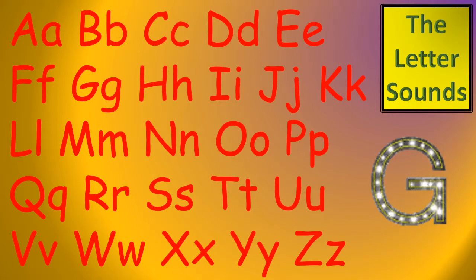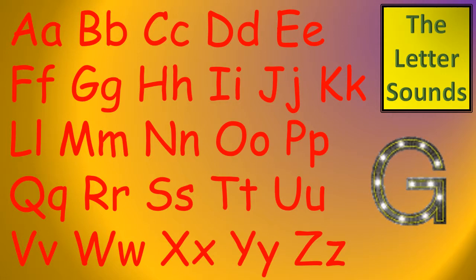The letter S can have two sounds. It can sound like S, as in sat, and can sound like Z, as in was. The letter S sounds like a Z many times when it's in the middle of a word or at the end of a word. So the letter S has two sounds. It's either S or Z.